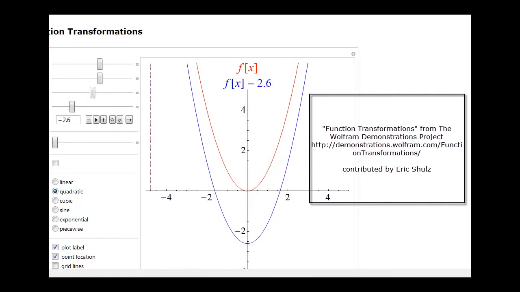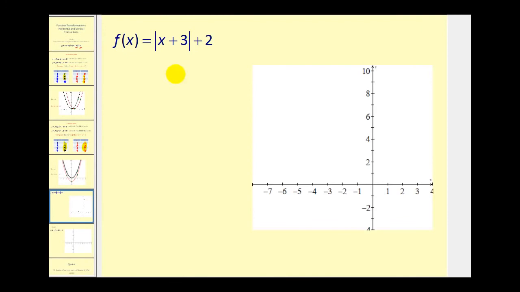Let's go and take a look at some examples. We want to be able to use what we just learned in order to accurately and quickly graph f of x equals the absolute value of the quantity x plus 3 plus 2.